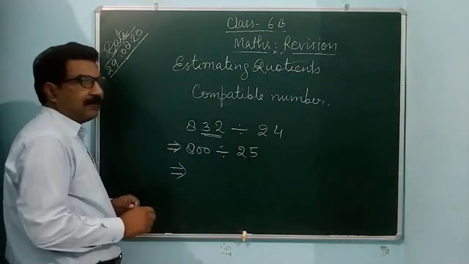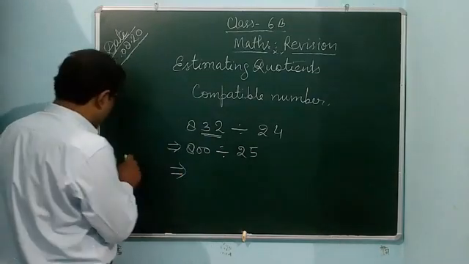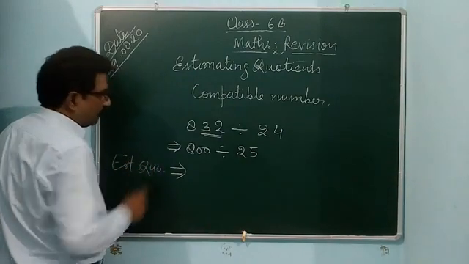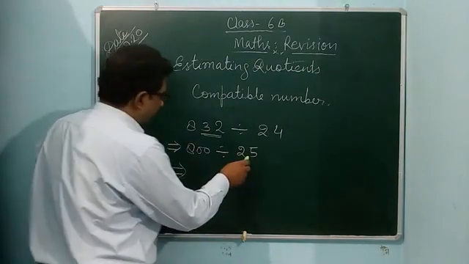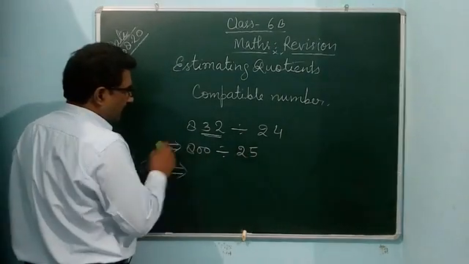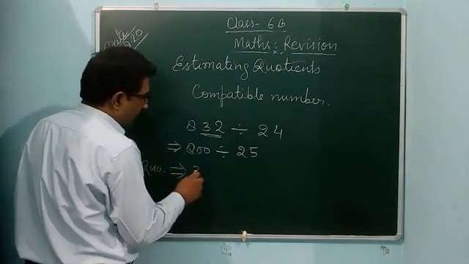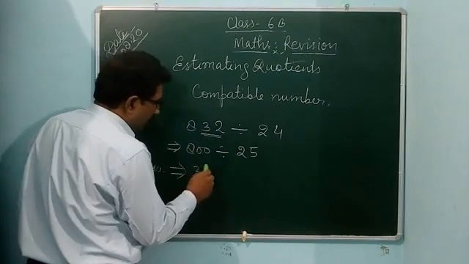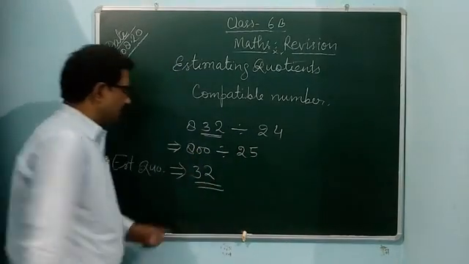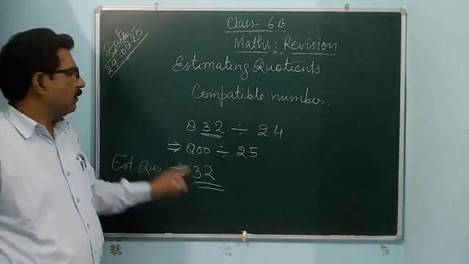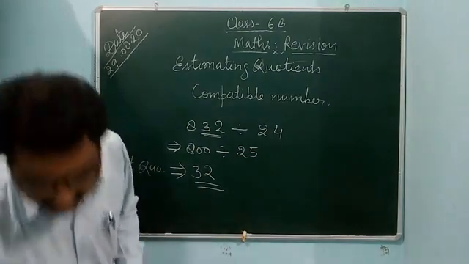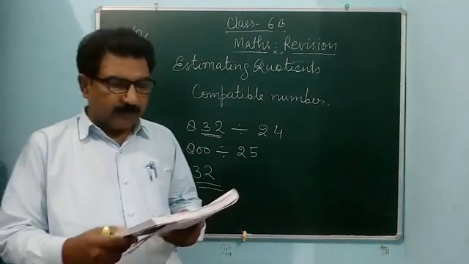Now the estimated quotient: 25 times 3 is 75, and 25 times 2 is 50, so the quotient is 32. So 32 is the estimated quotient. In this way you can understand some examples.